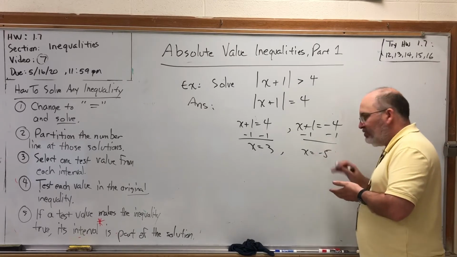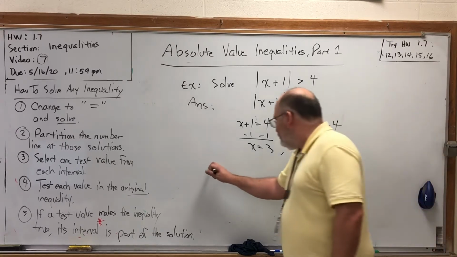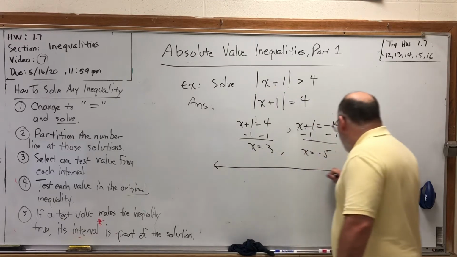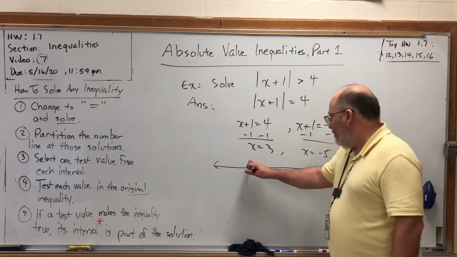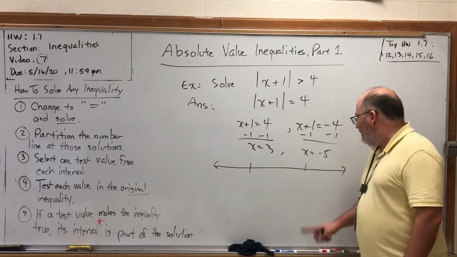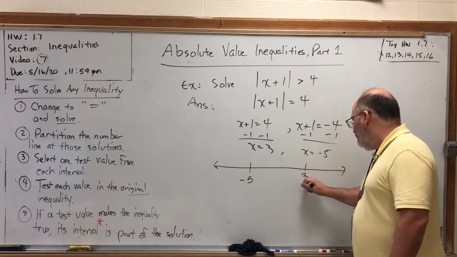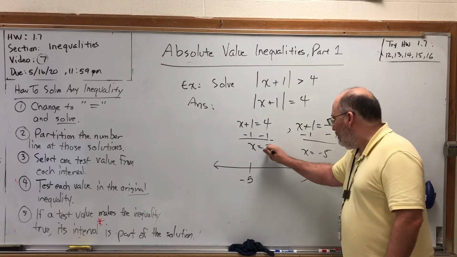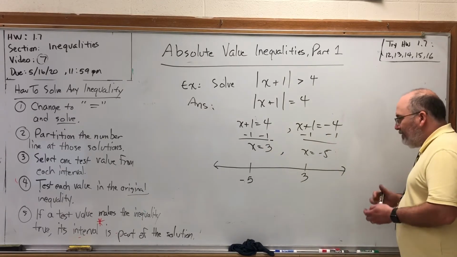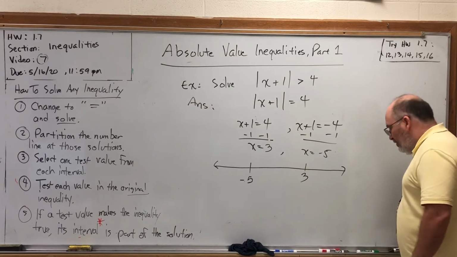Step 2 is to take these numbers and partition the number line. So we need to take the number line and locate both 3 and negative 5. Negative 5 being the lesser of the two is to the left, 3 being the greater of the two is to the right. And now I have to pick a test value from each interval.